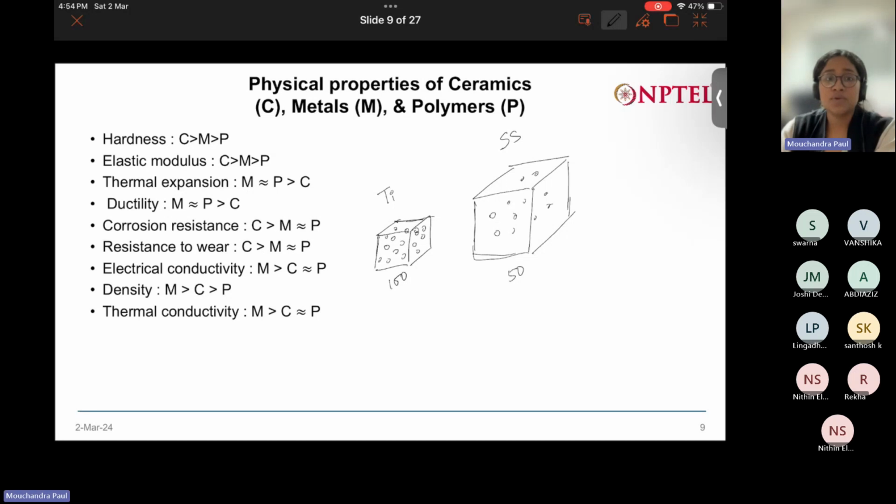So I hope you have understood it. If not, I request you to do some research on your own. Go through some good, well-written, simple articles, which will help you understand the meaning of each of these physical properties. Then you will be able to better imagine how a metal works, or a ceramic, or a polymer.